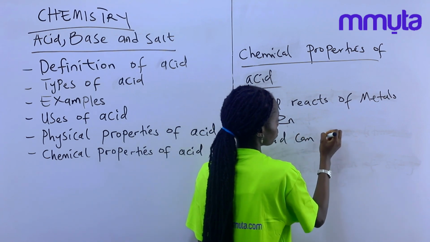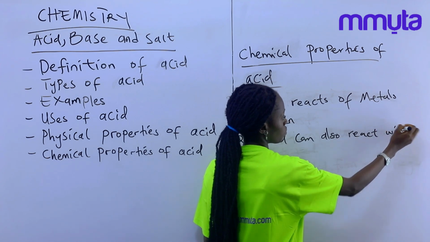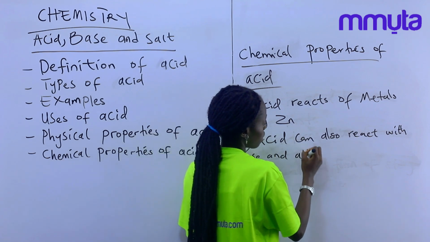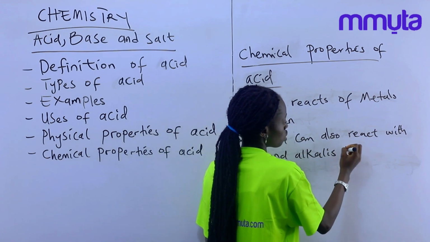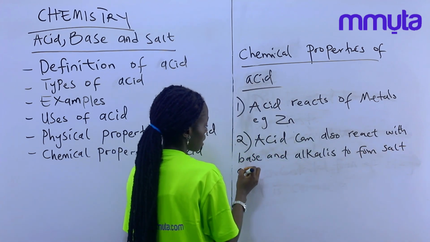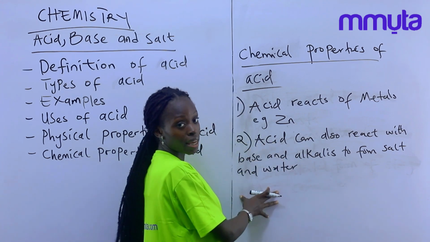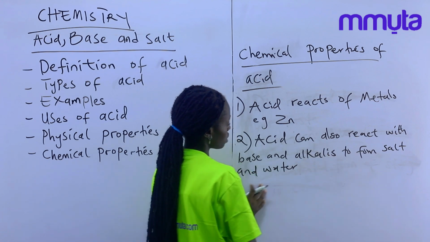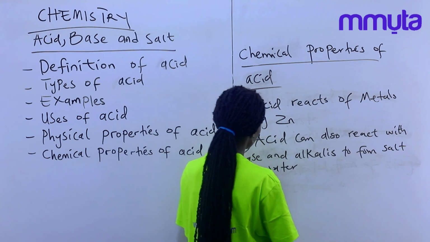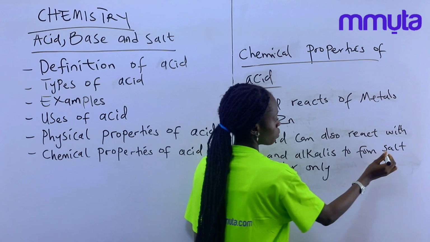Now the second chemical property of an acid we'll be looking at is acid can also react with bases and alkalis to form salt and water only. Now when we look at bases, you're going to understand what this concept means, what this second chemical property of an acid means. Now, to form salt and water only.